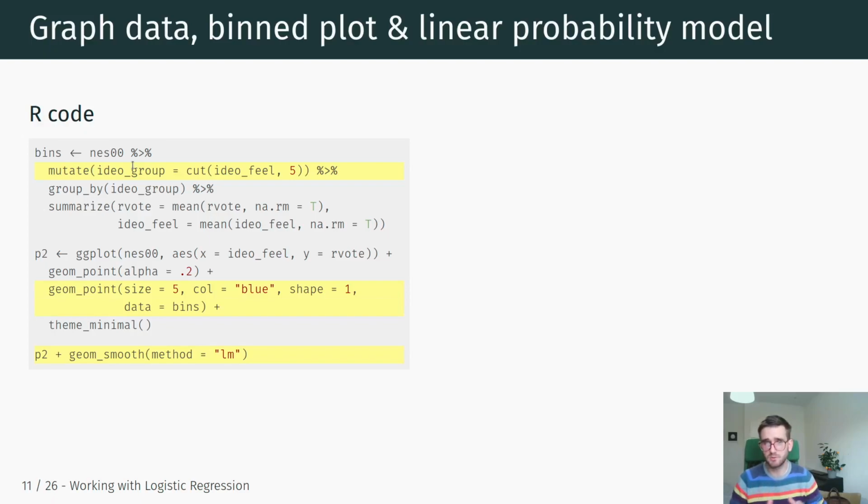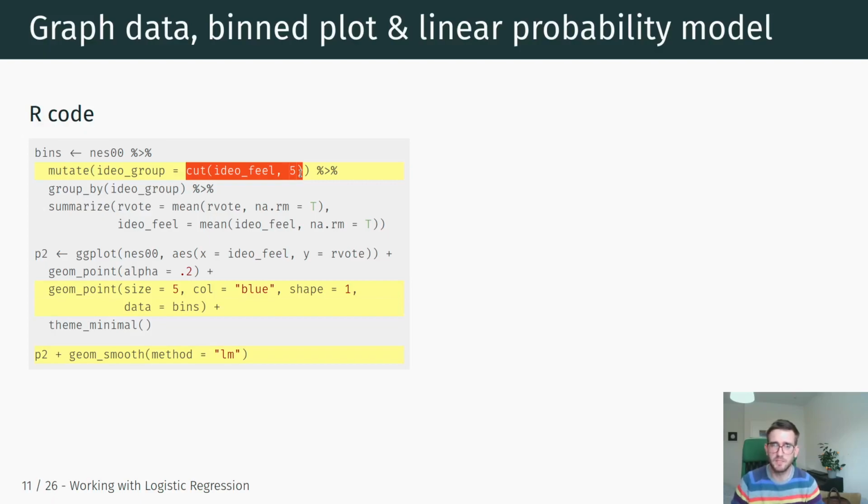The first thing we have to do is separate our predictor into different groups. The way we can do this in R is to use the cut function. What this cut function will do is take the variable IDEO field, the feeling thermometer in ideology, and separate it into 5 different groups according to their values.